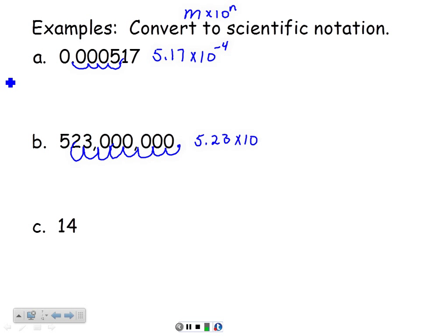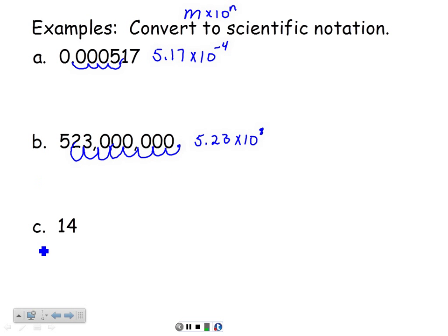Now, are we going to have a positive exponent or a negative exponent? We started out with a very large number. 523 million is a very large number. And so we know we're going to have a positive exponent. How many positive? Well, how many times did you move the decimal? 1, 2, 3, 4, 5, 6, 7, 8 times. So it's times 10 to the positive 8 power.